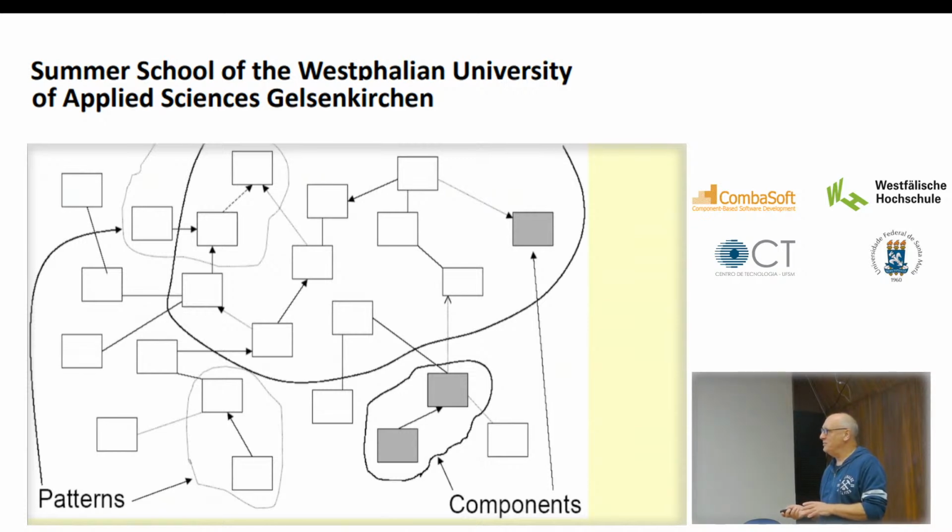We have patterns. Patterns are descriptions of how small groups of objects work together. We have plenty of patterns. In a large system, you have implemented plenty of patterns. Components, which is another word, means that you put some classes together. And components have some good features, especially for exchanging one component by another.